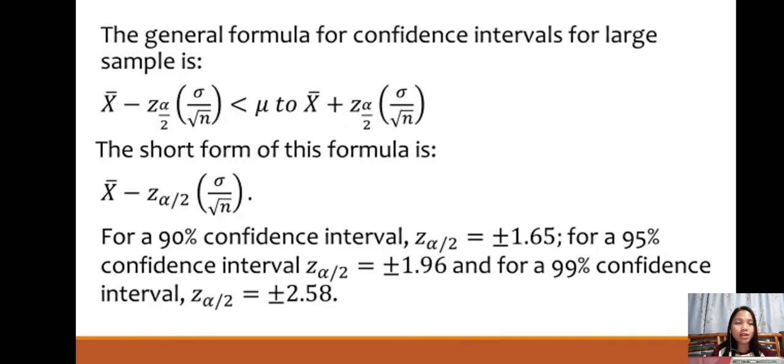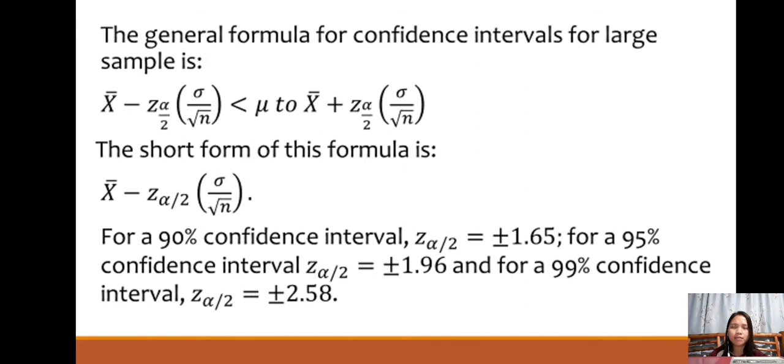So the general formula for the confidence interval as shown, we have x bar minus z sub alpha over 2 times sigma over square root of n, and x bar plus z sub alpha over 2 times sigma over square root of n, where the lower confidence boundary is x bar minus z sub alpha over 2 times sigma over square root of n, and the upper confidence boundary is x bar plus z sub alpha over 2 times sigma over square root of n. We will make the formula shorter: x bar plus minus z sub alpha over 2 times sigma over square root of n.